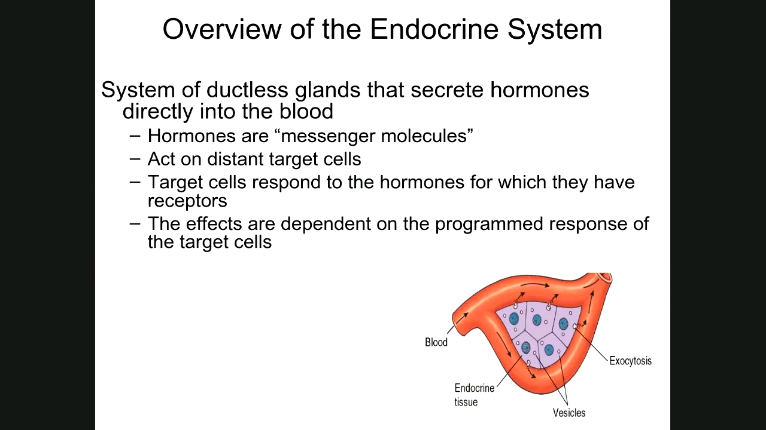So the endocrine system, what is it? This is a system that secretes some molecule messengers that we call hormones. It secretes those molecules directly into the blood, and it can act on distant target cells. And those target cells respond to those hormones for which they must have a receptor. The response is, of course, dependent on those specific target cells, the type of receptor that has been stimulated, and which kind of hormones has been secreted by this endocrine system.